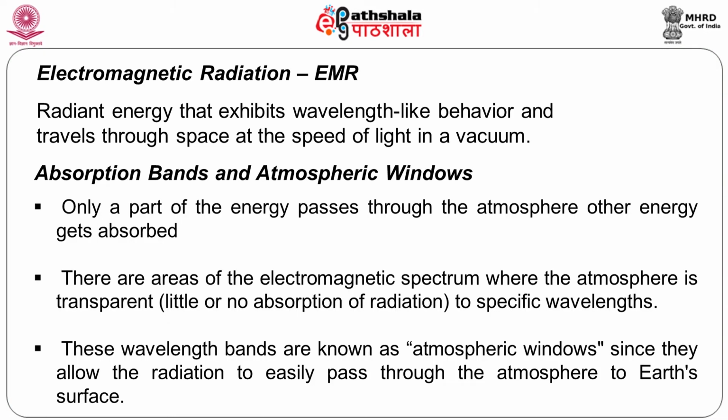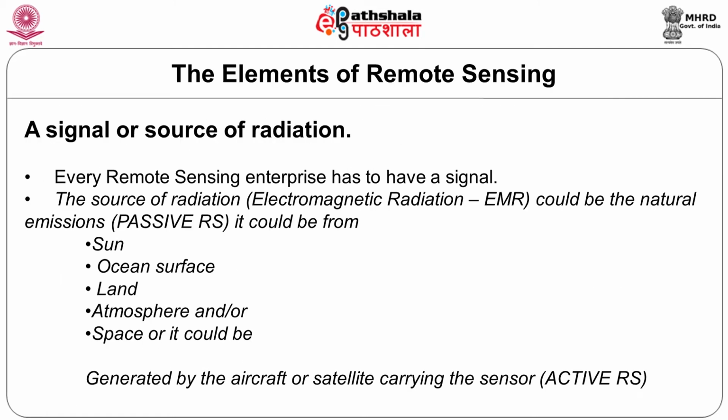Let us go through now the elements of remote sensing, how exactly you will be in a position to get the details about the earth's surface without being in contact with it, as I just told you in the beginning. Let us see what the source of energy is. The source of energy, or the electromagnetic radiation, which we call a signal or source of radiation, is a must for any kind of remote sensing, isn't it?